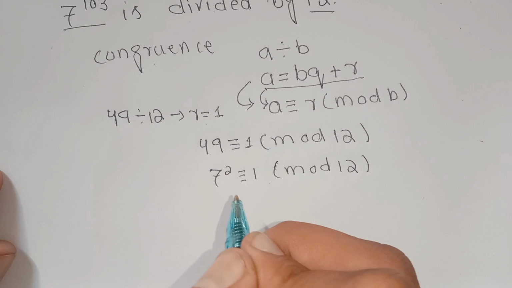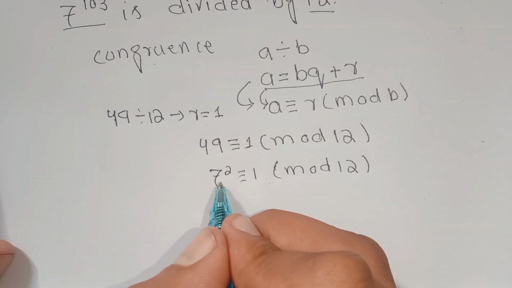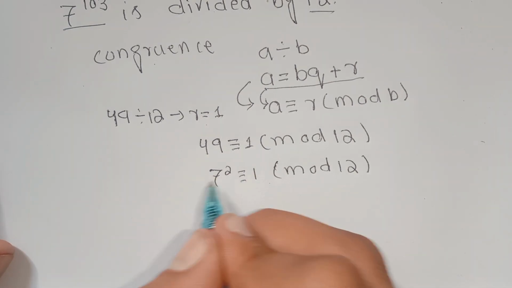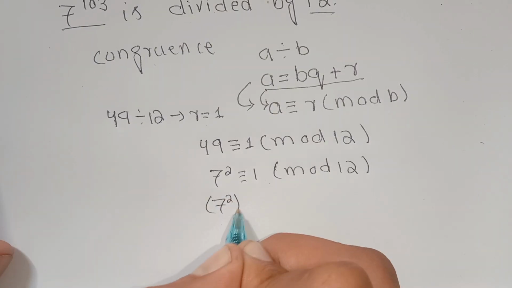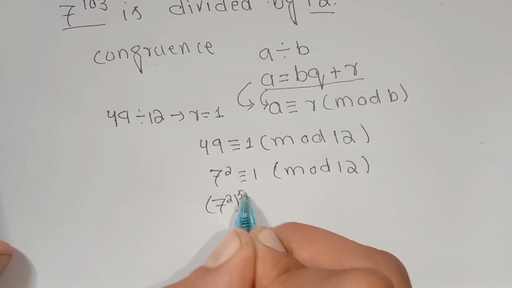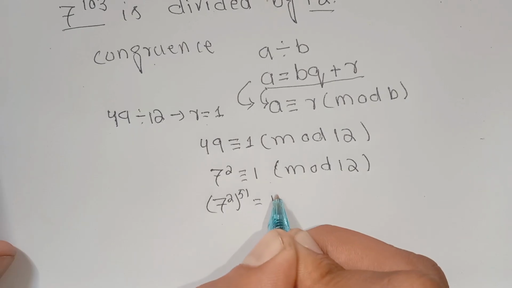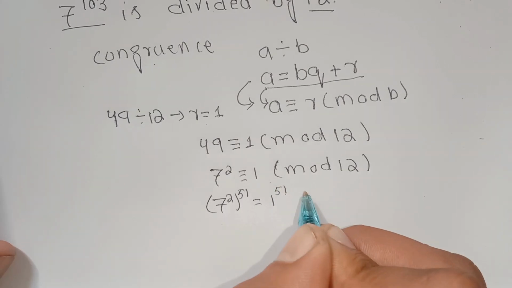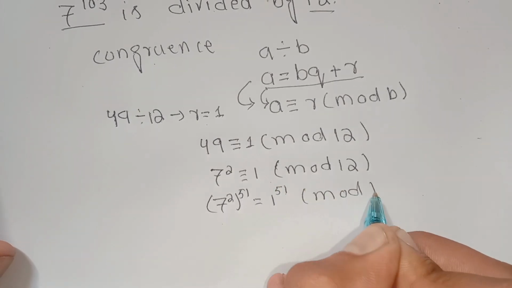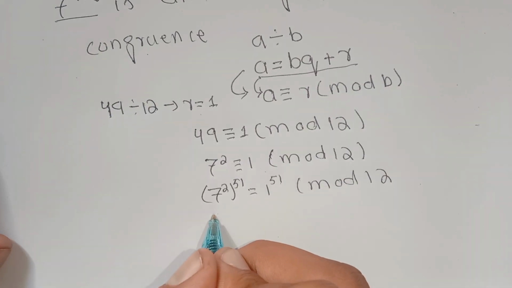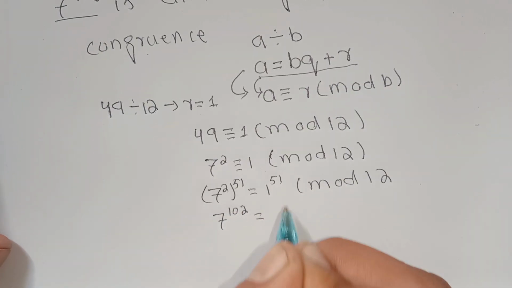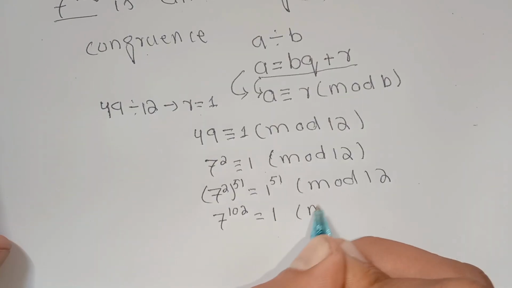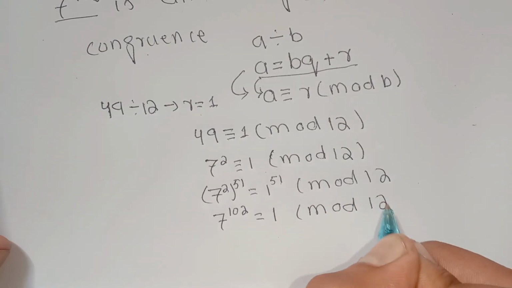Now we use some properties of congruence. We can raise both sides of the congruence to the same power. So we raise 7 squared to the power of 51 and 1 to the power of 51 mod 12. It will become 7 raised to the power of 102 is congruent to 1 mod 12.